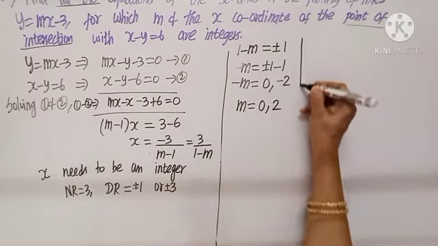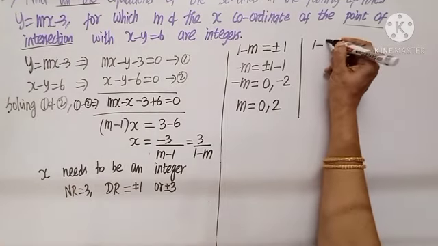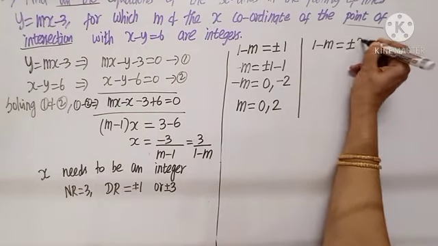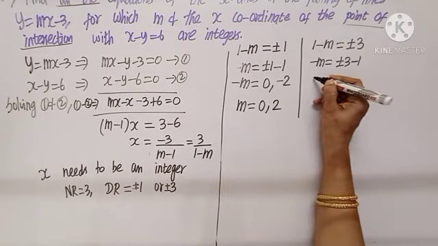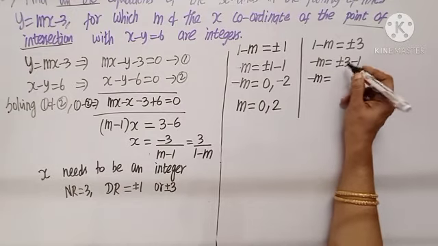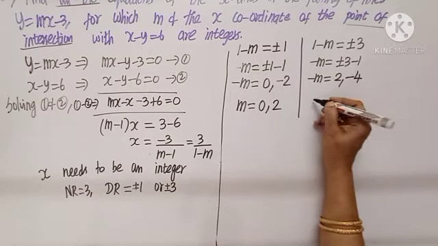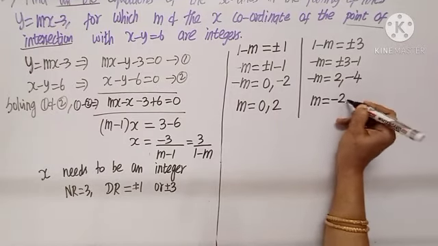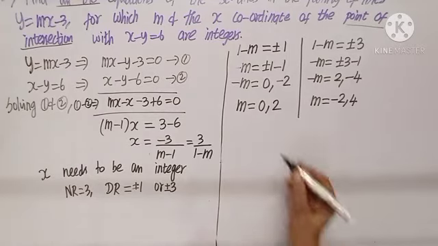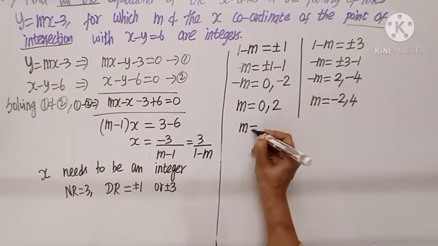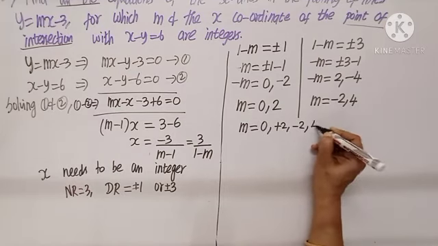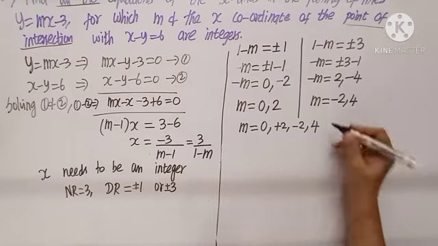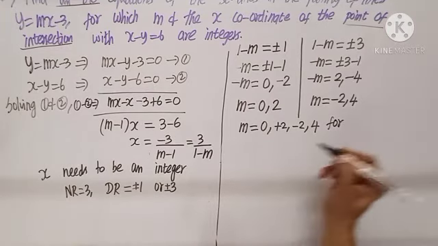The second condition, 1 minus m can be either plus or minus 3. Minus m equals plus or minus 3 minus 1. Or minus m equals 3 minus 1, that is 2. Minus 3 minus 1, that is minus 4. m equals minus 2 or 4. So what are the four values we get? m is 0, plus 2, minus 2 or 4 for x to be an integer as well as m to be an integer.